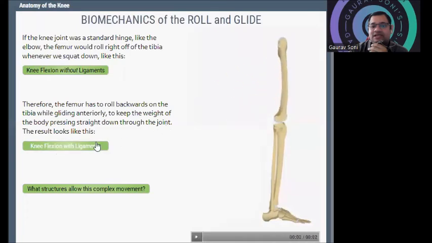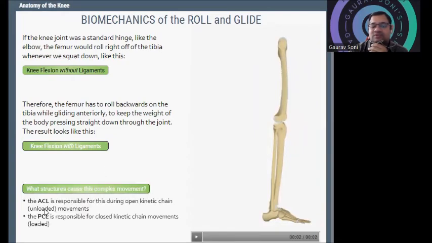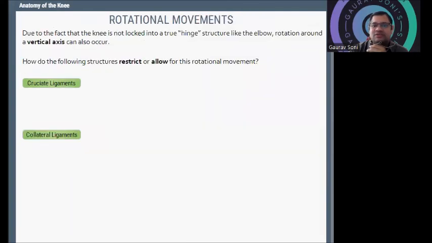Now, it will be something like this. It will be fixed. Like this, it is confirmed. So, the structures that allow this complex movement are the ACL and PCL, which I have already told you. This biomechanics part is a little tough for UG purposes, so you just remember the names. That's all for this particular part.